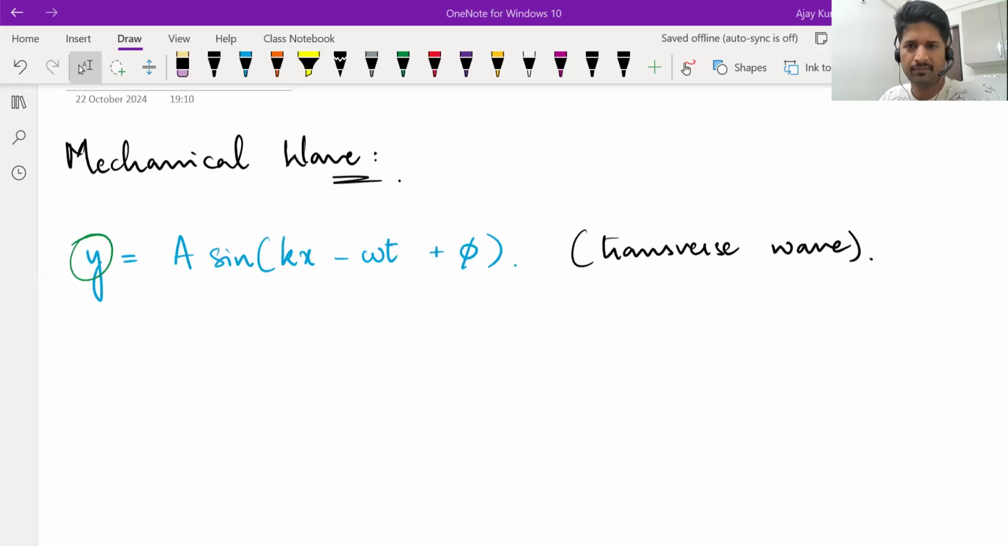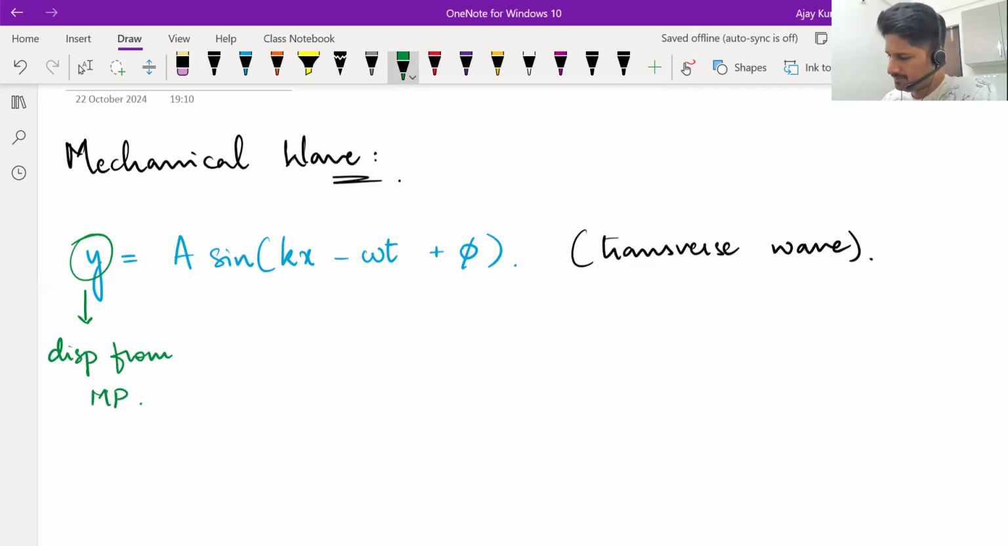Sir, is it displacement of particle? Displacement of the particle from mean position, correct. So basically it's the disturbance that we produce in a particular particle. Displacement from mean position. Good.